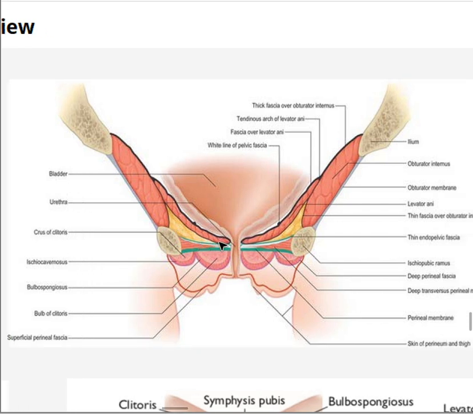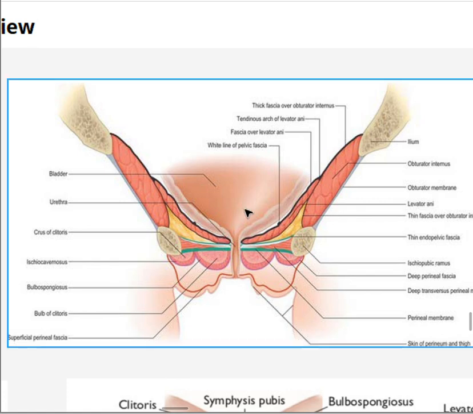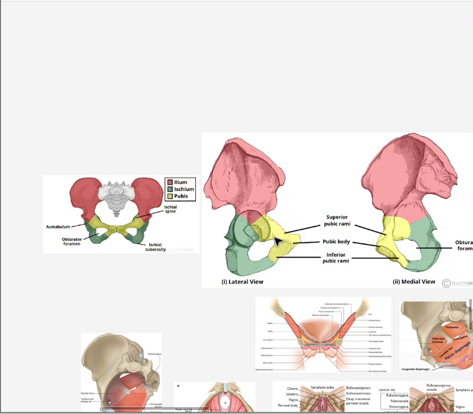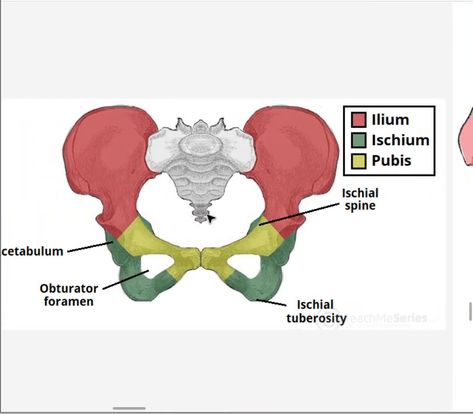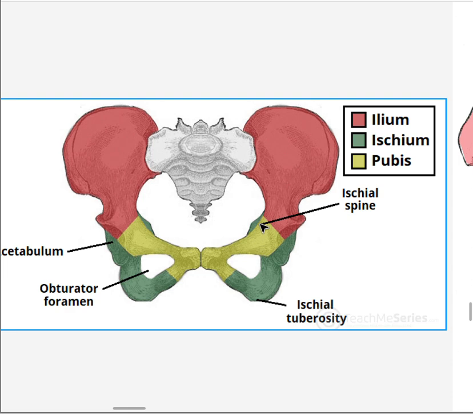The ileococcygeus arises from the posterior part of the tendinous arch and the ischial spine. So this is the ischial spine. This is the ischial spine. The ileococcygeus coming up from the posterior part of this tendinous arch and this ischial spine.